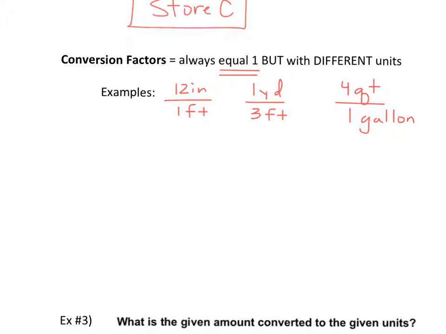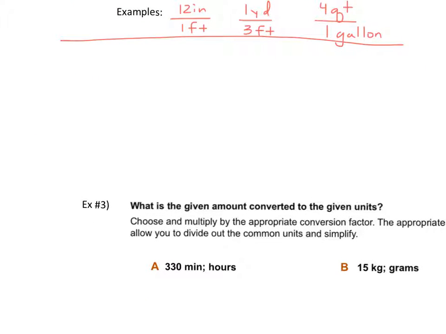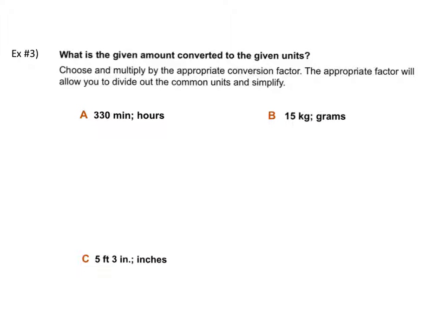Okay, so this next thing that we're gonna do is using conversion factors to change things from one unit to another. So example 3. It says, what is the given amount converted to the given units? So we're starting with 330 minutes, and we want to turn that into some number of hours. I want to know how 330 minutes plays into some number of hours.